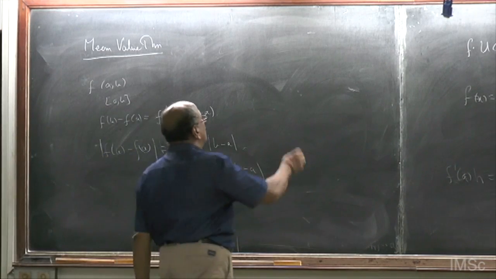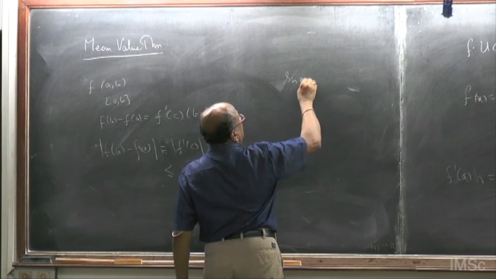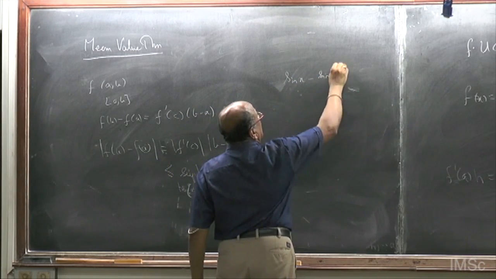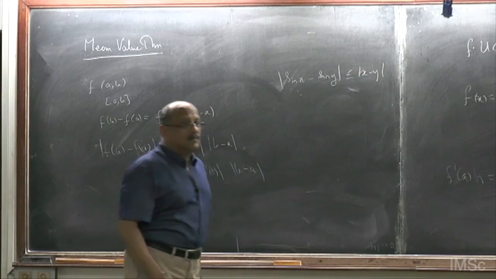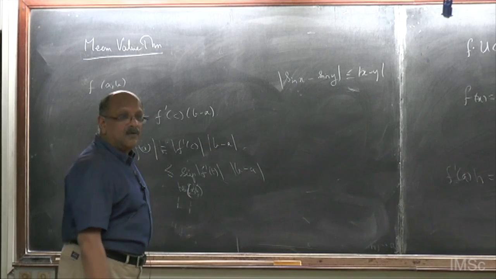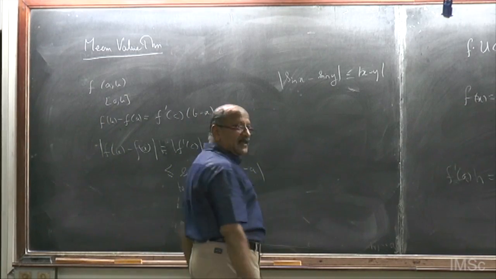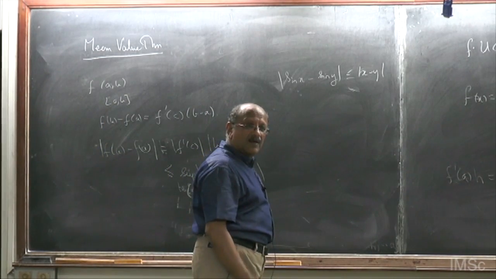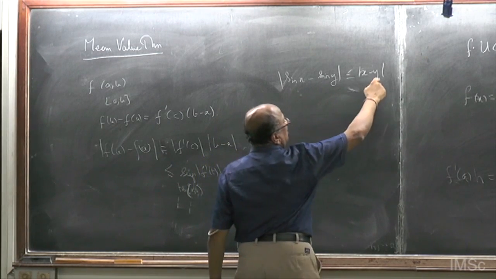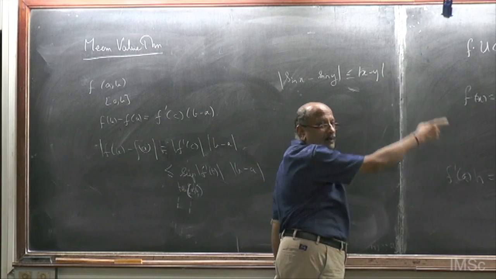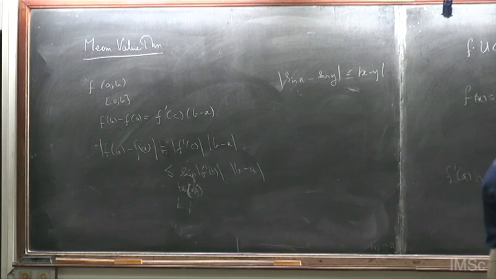Suppose you want to show that |sin x - sin y| is less than or equal to |x - y|. How will you do it? The derivative of sin is cosine. So |sin x - sin y| is less than or equal to |x - y| times the supremum of the derivatives, but the derivative is always less than or equal to 1, and so you have this. So this is a very nice way of proving such inequalities.